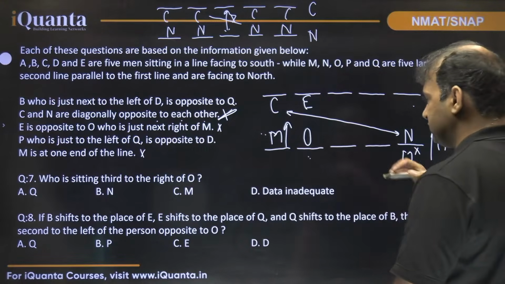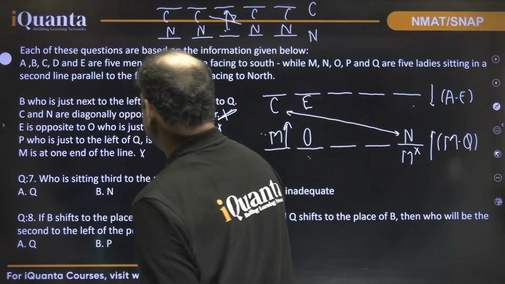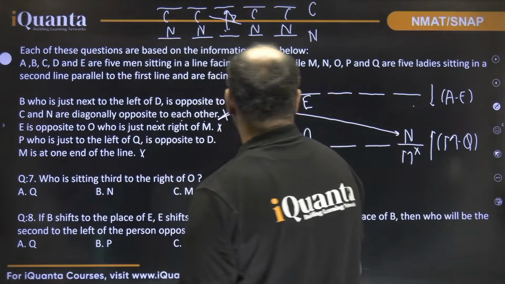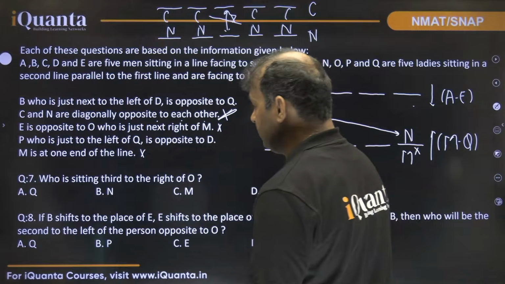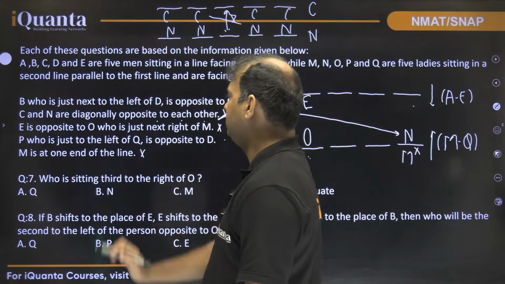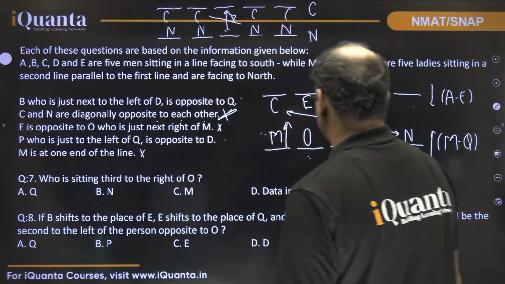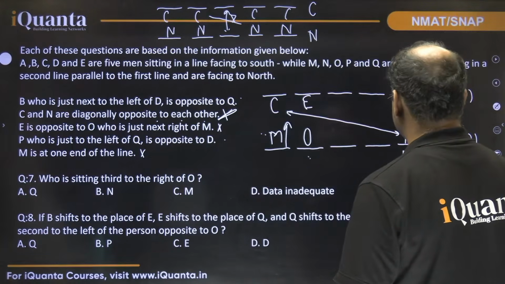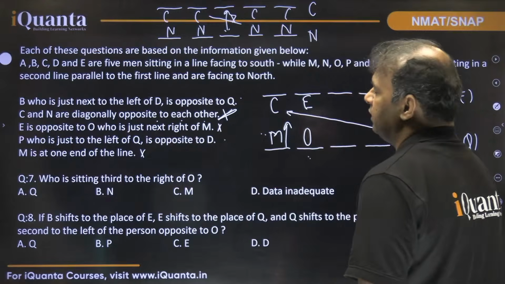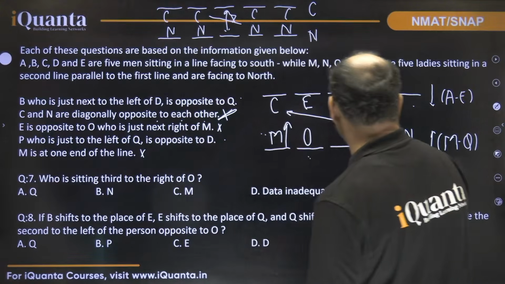Now guys, we have arranged C and N. Let's see if there is any information with respect to C and N. Actually, no, we don't have any other information. The information left are the first and the fourth. In the first one they are saying B is just next to the left of D and B is also opposite to Q. In the last one they are saying P is to the left of Q. Actually we can think of this.